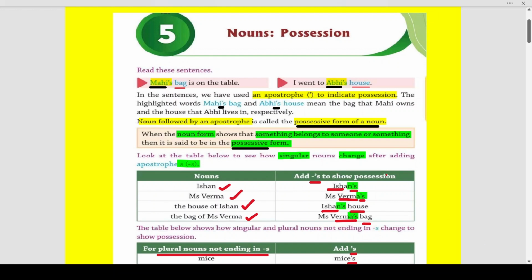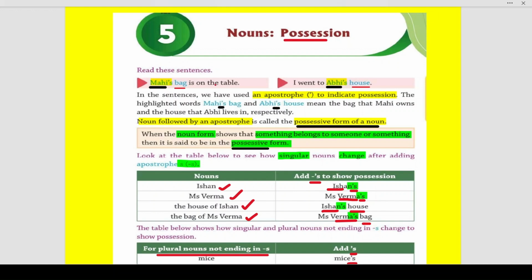chapter, Nouns: Possession. Now, the word possession, what does the word possession have? The word possession has the word possess. Okay. Now, what do you understand by possess? What is the meaning of possess? Possess means to own something, something which belongs to somebody. Okay. From there, we get the word possession.